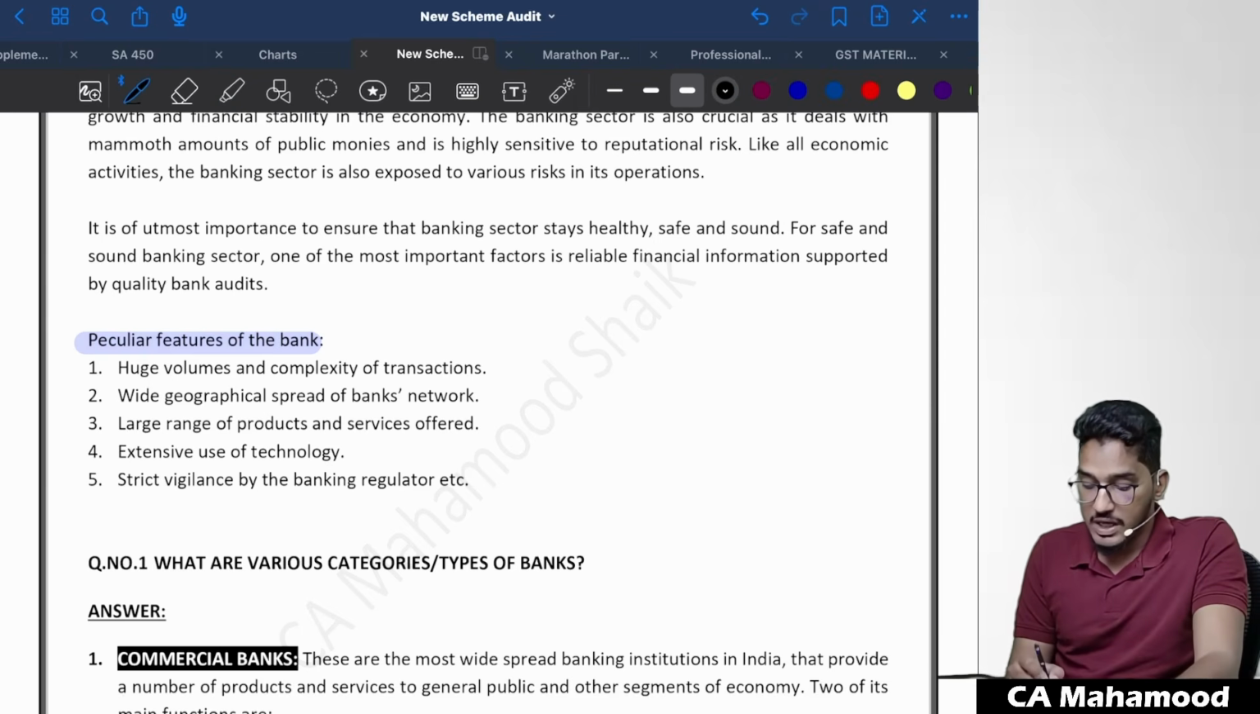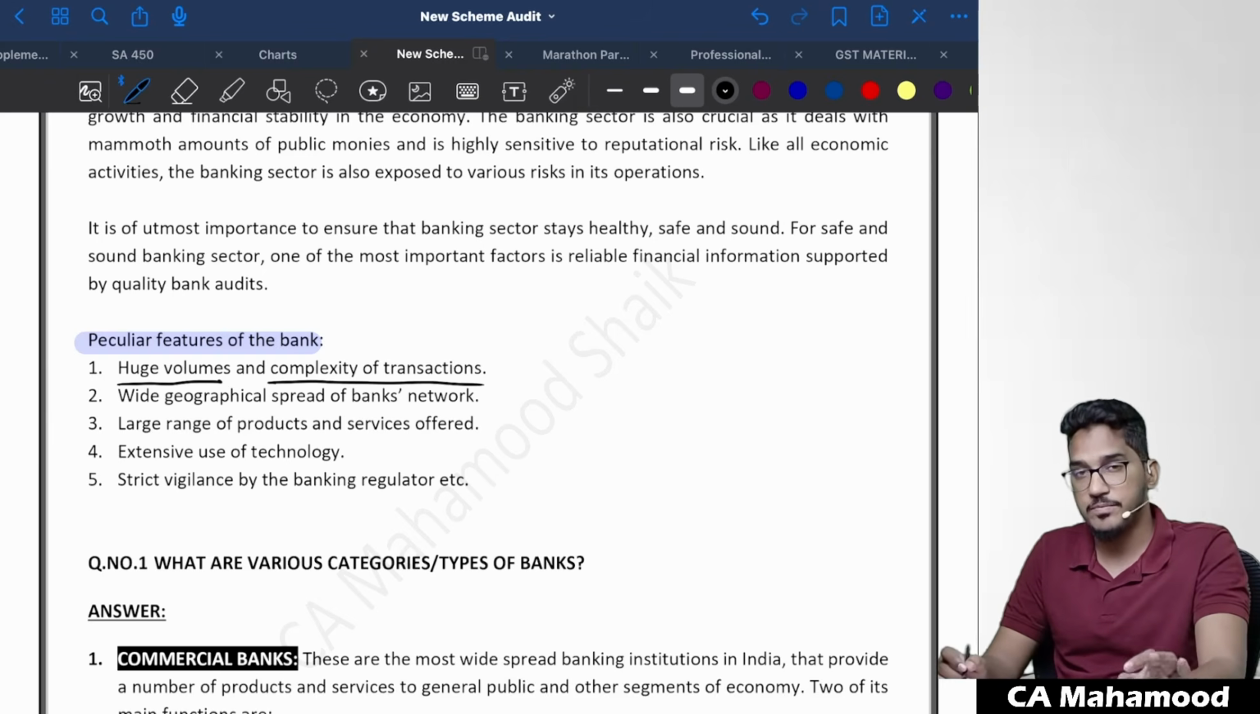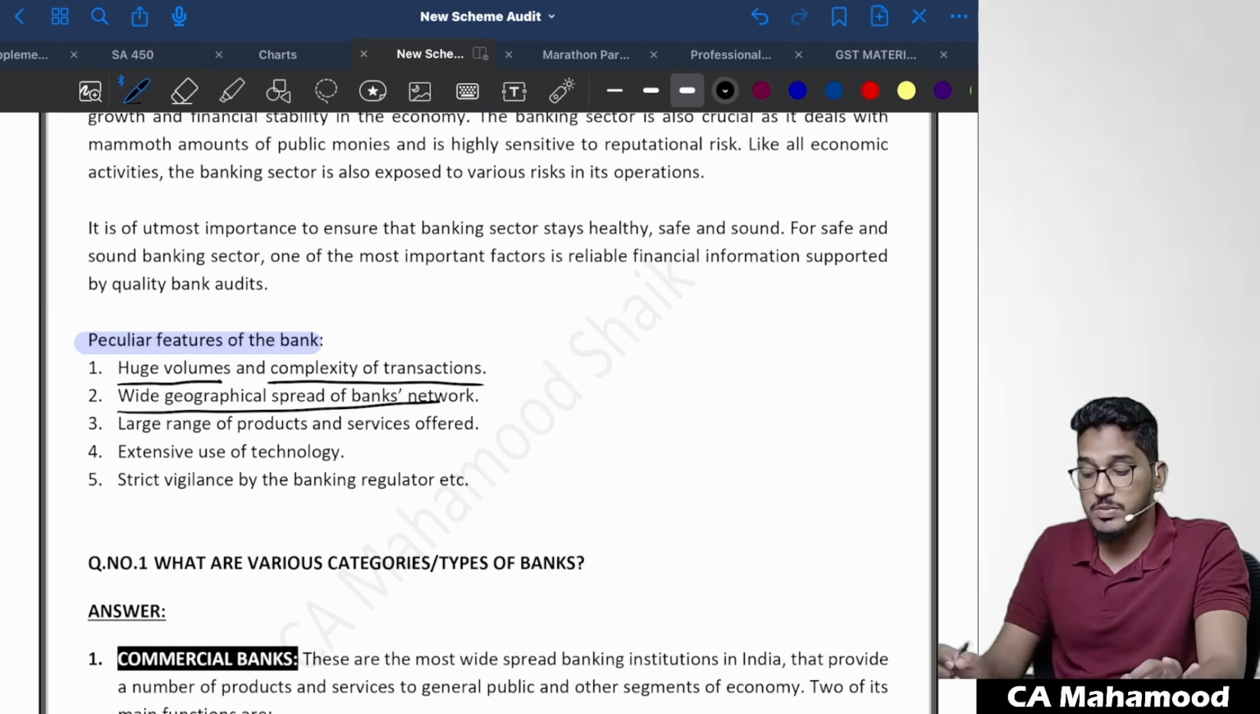How can we differentiate banks from other entities? Number one, as you could see, it involves huge volumes of transactions, and the complexity of transactions is very high today in the banking system, thanks to UPI systems and all. Today the volume of transactions taking place through the banking channel is beyond our imagination, and even the complexity of the transactions and the back end is getting very, very high. And also wide geographical spread of the bank's network.